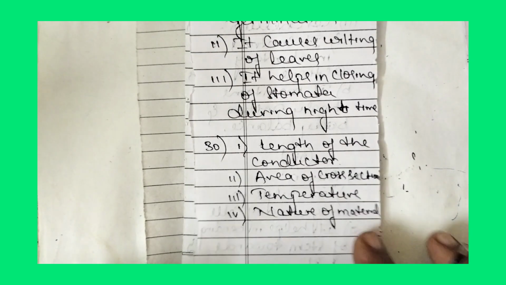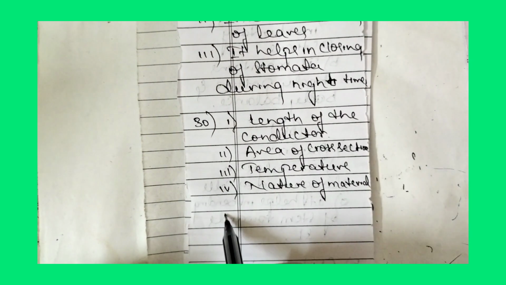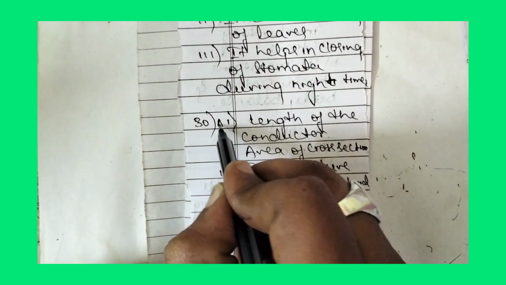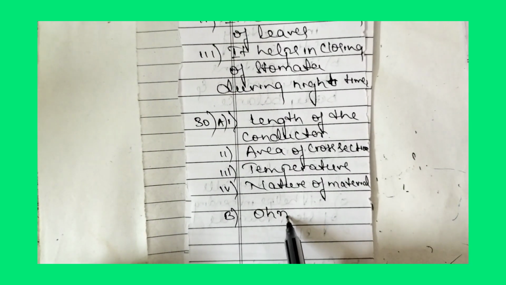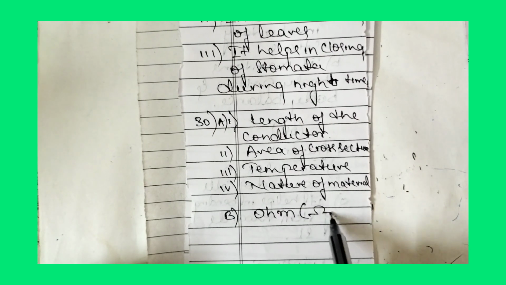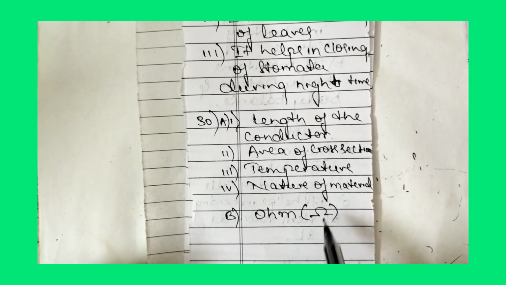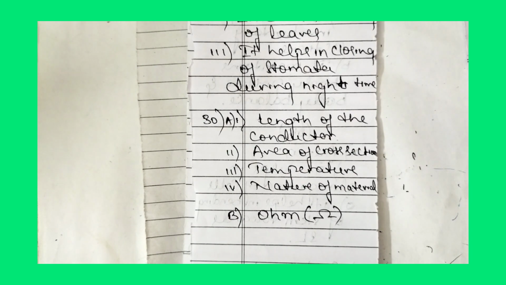And SI unit of resistance, that is B question. SI unit of resistance is ohm. So ohm is the SI unit of resistance, and the symbol for ohm is, we have to write like this.